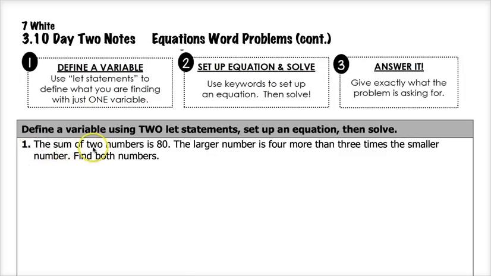So it says the sum of two numbers is 80. The larger number is 4 more than 3 times the smaller number. Find both numbers. So the fact that we have two unknowns in this case and we need to find both numbers tells us that we need two let statements. Now here's the key about word problems with two let statements.